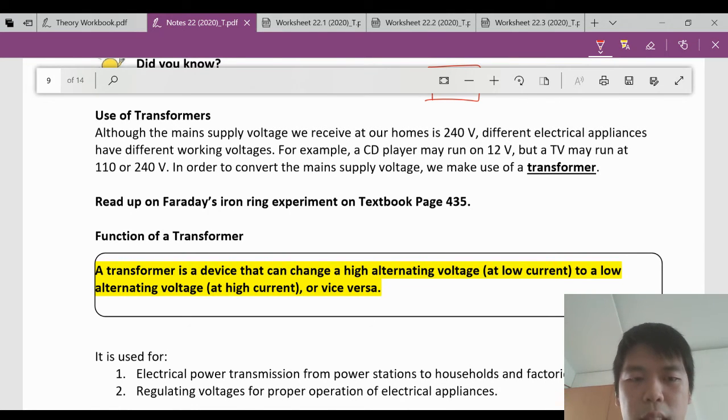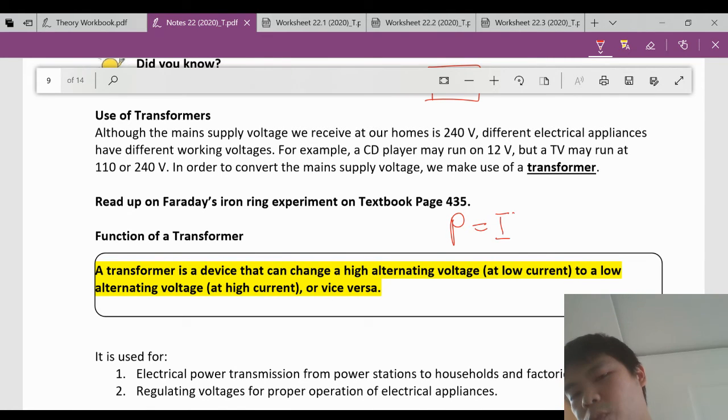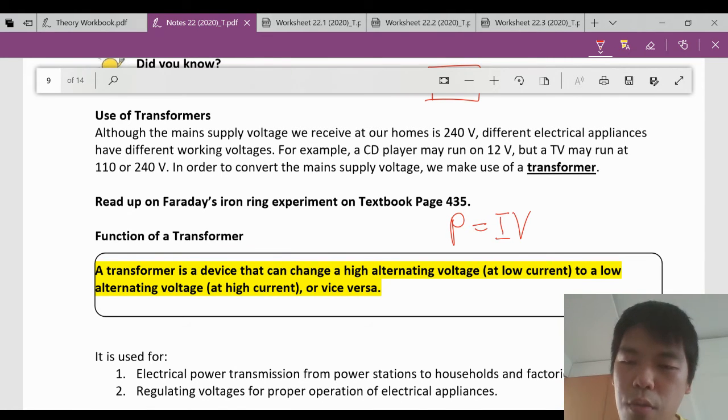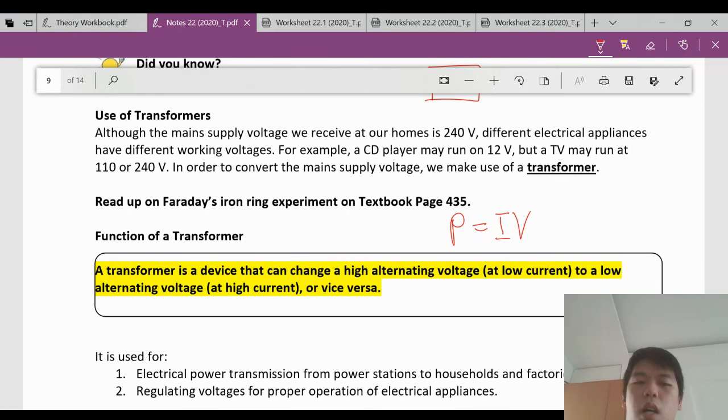So you can read up on Faraday's iron ring experiment on textbook page 435 to find out more about what Faraday did with this iron ring experiment. But in simple terms, we can make use of this iron ring itself to actually channel the magnetic flux. So what is a transformer? A transformer is a device that changes a high alternating voltage to a low alternating voltage or vice versa. We know from the power equation that if you have a high voltage itself, you have a low current, and if you have a low voltage itself, you have a high current.